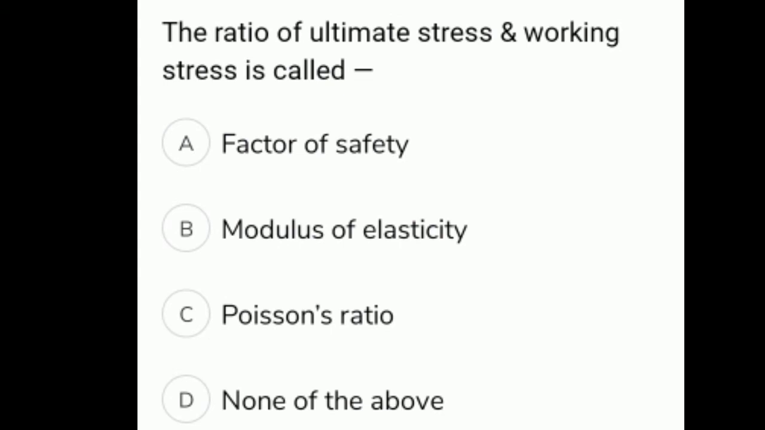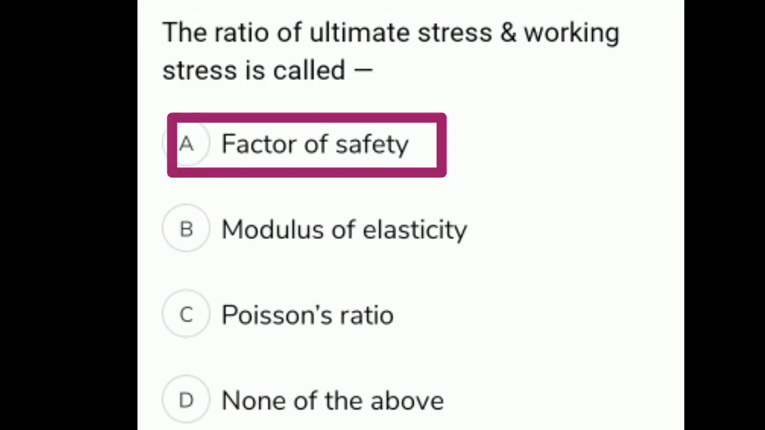The ratio of ultimate stress and working stress is called as. The given options are A. Factor of safety, B. Modulus of elasticity, C. Poisson's ratio, D. None of the above. The given option A is correct. Factor of safety.